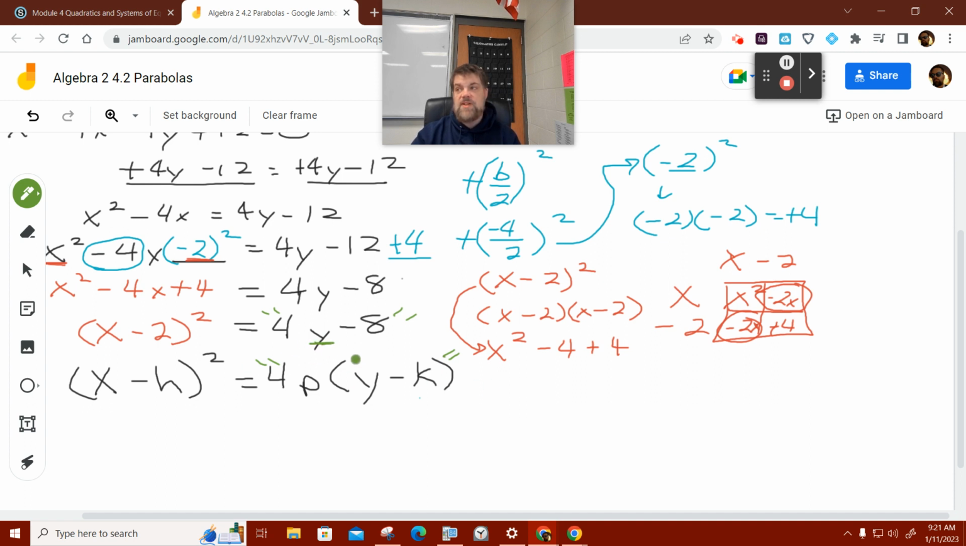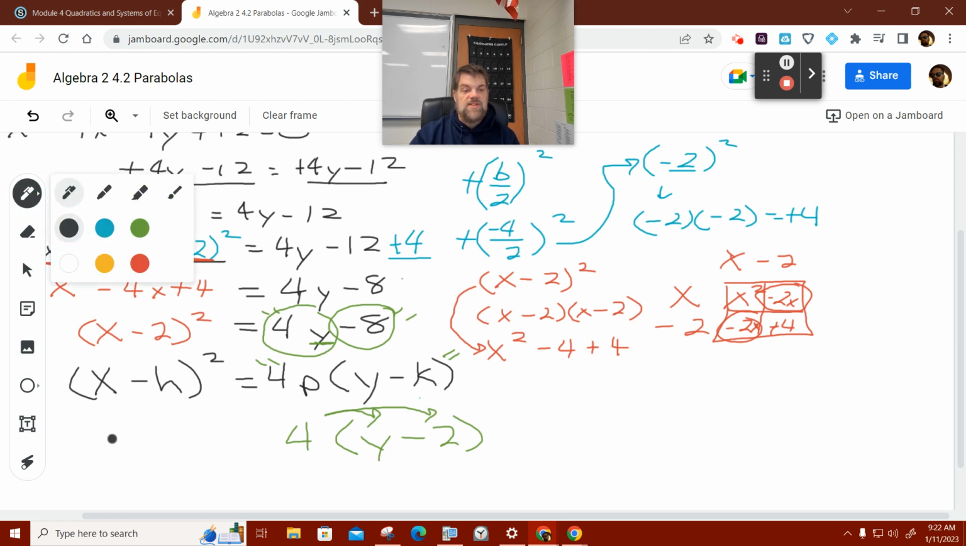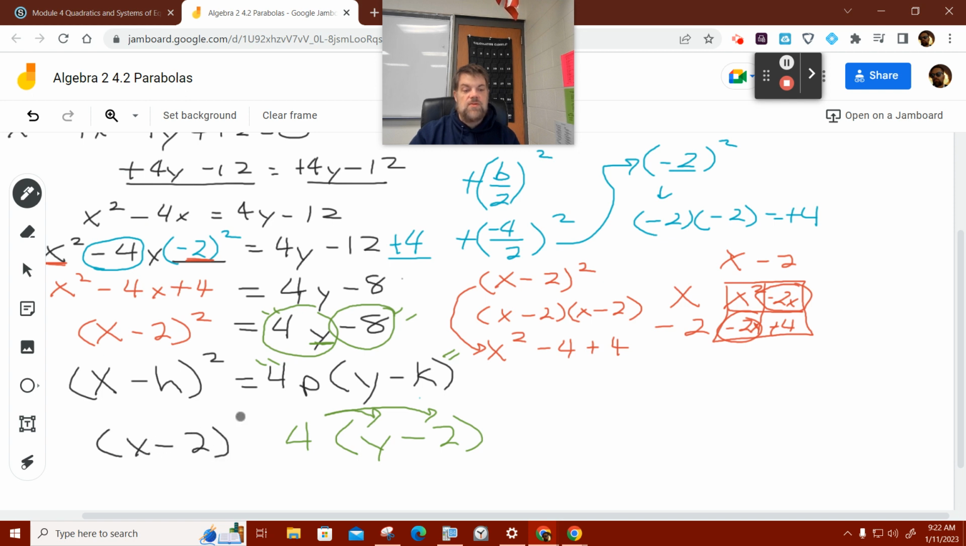Now, the problem's rigged up in the sense that if I factor out a 4 and do the distributive property backwards, what's 4 times y? 4y. What's 4 times negative 2? Negative 8. So this whole thing changes to 4 times the quantity (y minus 2). Everything else stays the same. (x minus 2) squared is equal to this stuff.